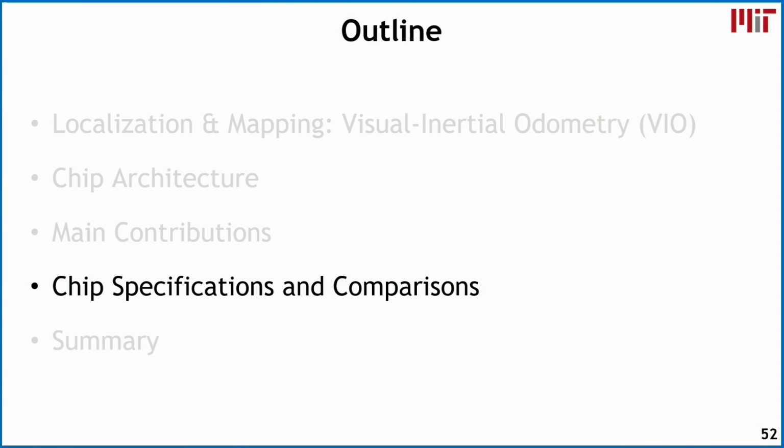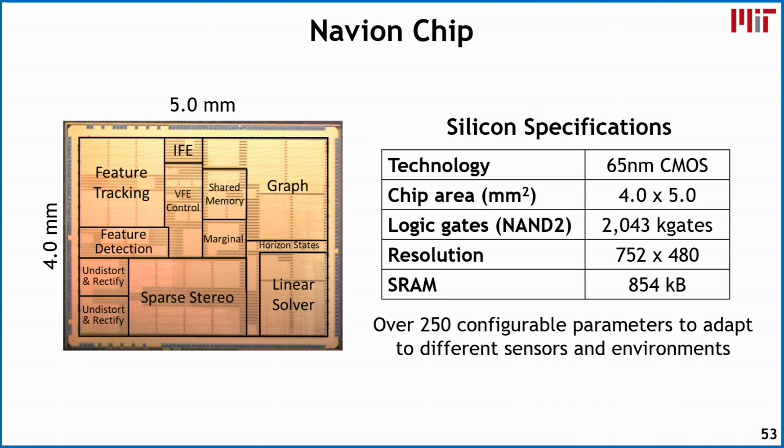All right, so what does this all get us? Let's take a look at the chip itself. This is the Navion chip. It was fabricated in a 65 nanometer LP CMOS process. The chip area is 4 millimeters by 5 millimeters, so 20 square millimeters. In terms of NAND gates, it's about 2 million gates. The resolution that it supports is 752 by 480, and we'll explain why we target that soon.